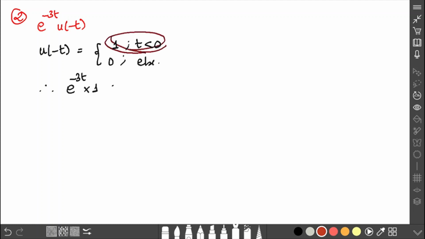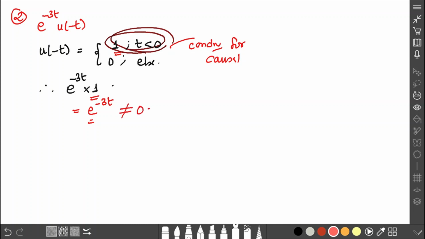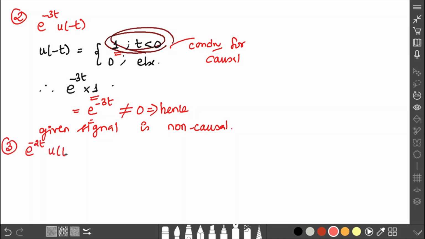So what is our condition here? It is equal to 1 for t less than 0. So it does not satisfy the condition of causal, where it has to be 0 for t less than 0. When you substitute u of minus t, it becomes e power minus 3t itself, which is not equal to 0. Hence the signal is non-causal. This is how you have to write for each and every 2 marks question: given signal is non-causal.